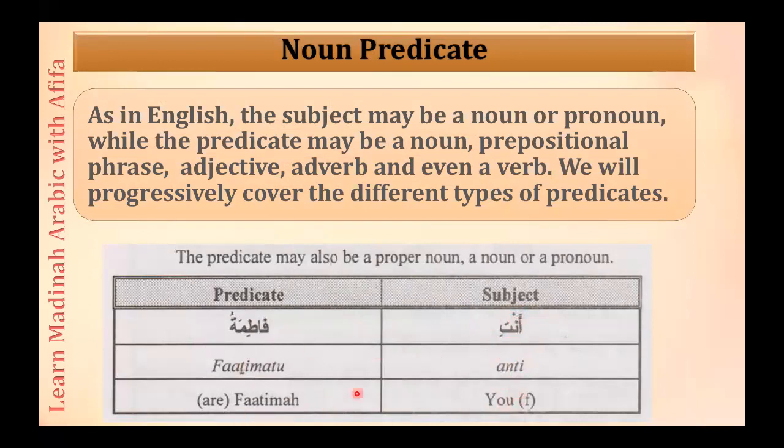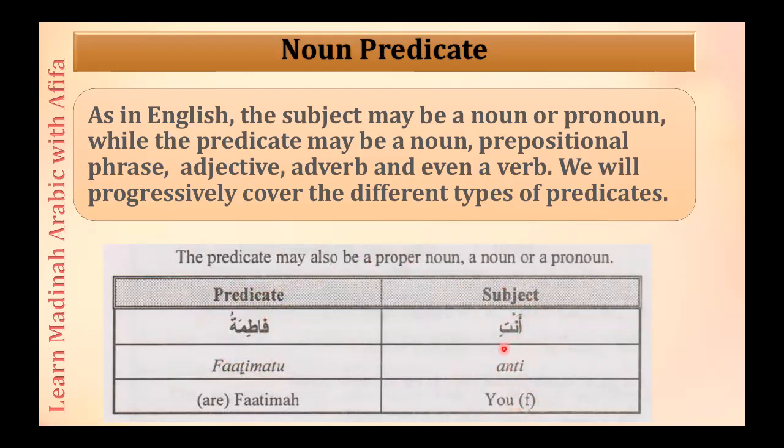Anti Fatimatu. So here anti is you, which is a pronoun. Here the pronoun is the subject. So here you are Fatima. So what is the information about you? You are Fatima. So Fatima is the predicate this time because it's giving information about you, which is the subject.